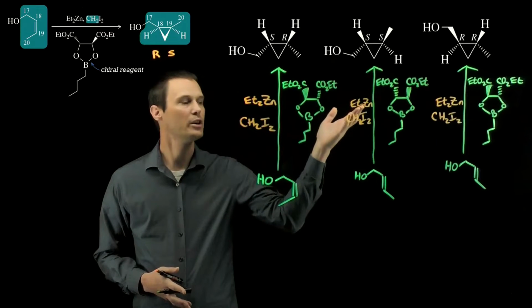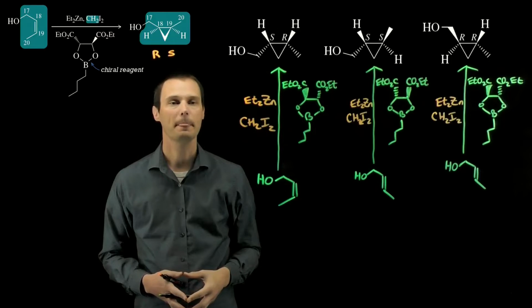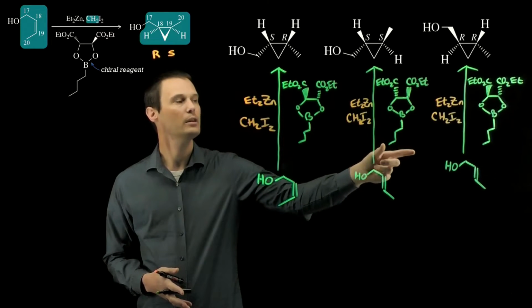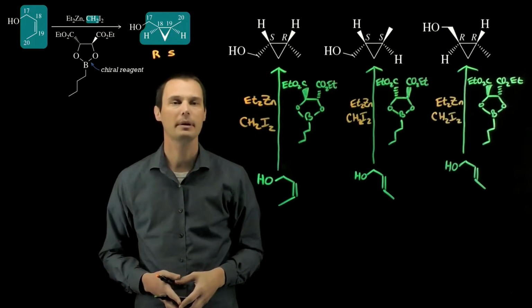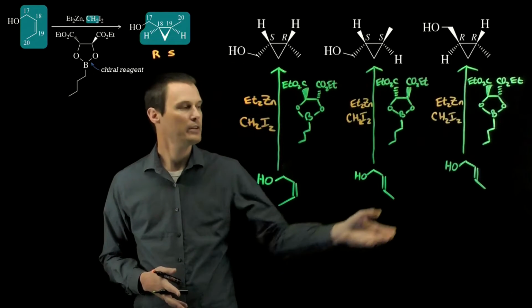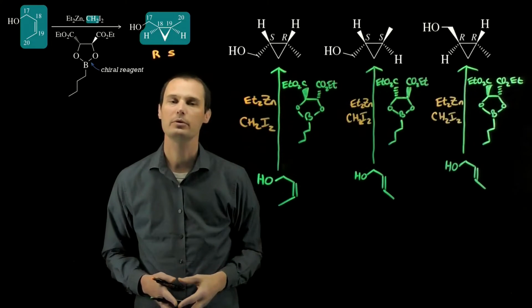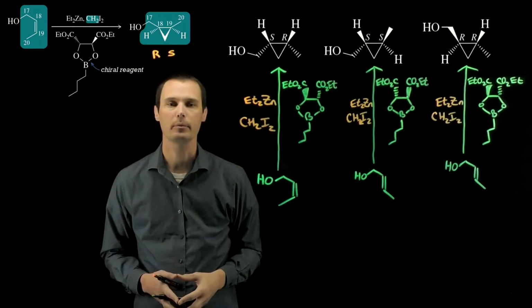To produce the other stereoisomers, I'm going to need to start with the trans version of the starting alkene. If I start with the trans version of the alkene and use the same original boron-based reagent, then I produce the SS version of the product. And if I start with the trans alkene and use the enantiomer of the boron-based reagent, then I produce the RR version of the cyclopropane product.